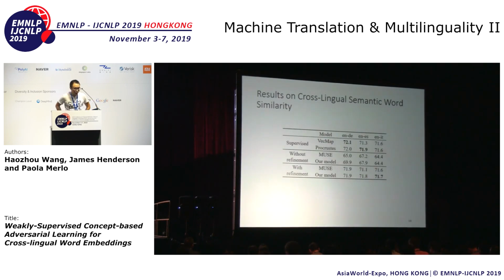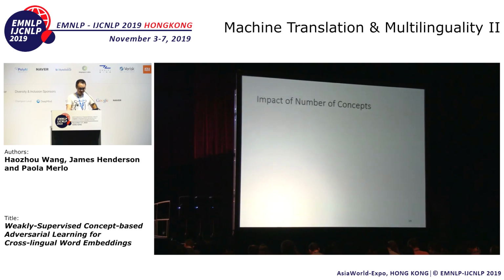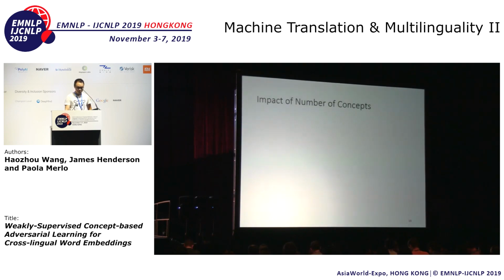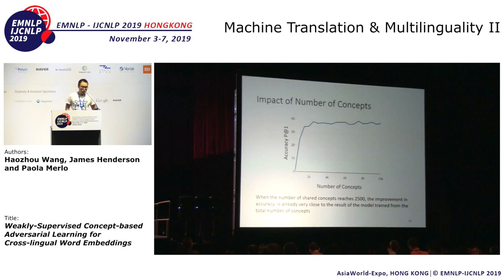For the results on cross-lingual semantic similarity, we can see that we have comparable performance with the supervised baseline and unsupervised baseline. And we have the best performance for the English to Italian dataset. We also did research on the impact of the number of concepts used for training. And we find that when the number reaches 2,500, the improvement of the accuracy is already very close to when we use the total number of concepts.